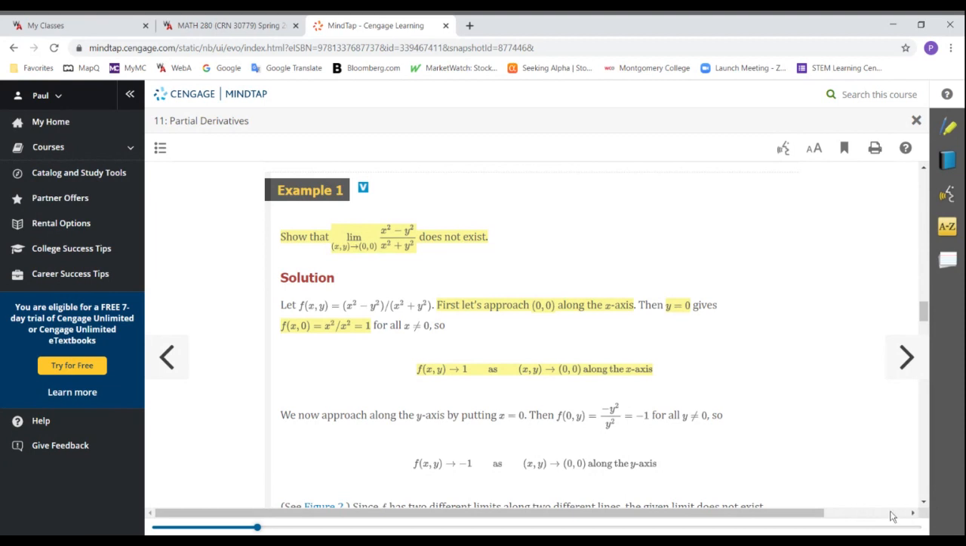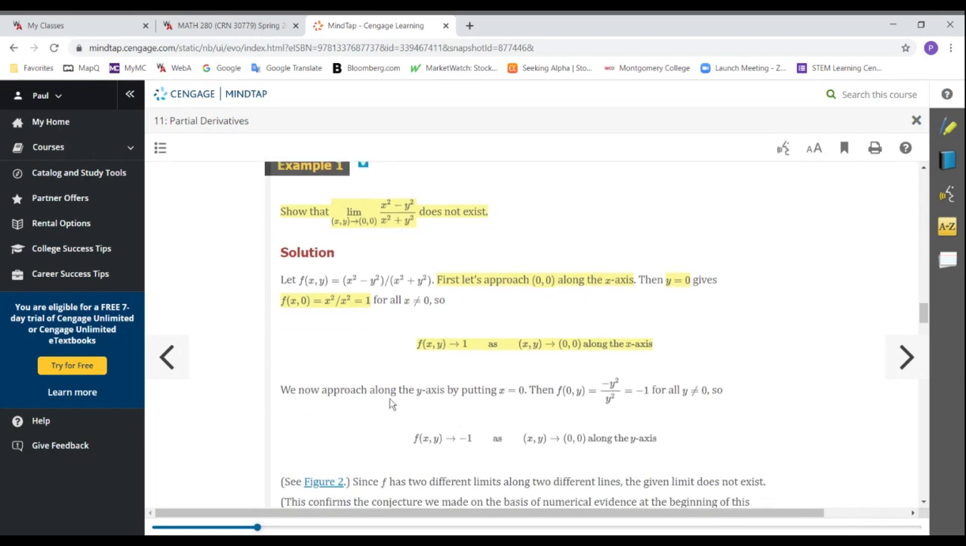And if you were to graph this surface in MATLAB, and rotate the surface and approach it along the x-axis, from the positive x-axis or the negative x-axis, you would see you'd be approaching a value of 1.